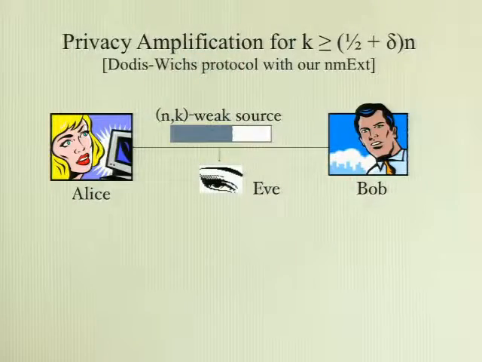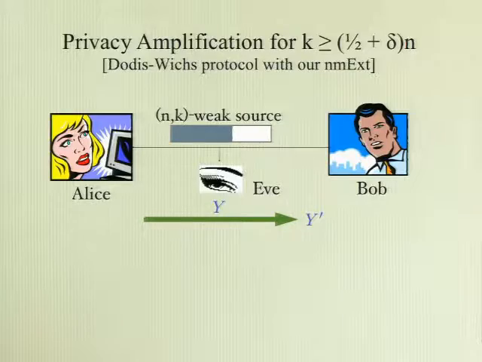Okay, so given the previous message authentication code, here is a protocol for the case where the entropy rate is greater than half. This is basically the protocol by Dodis and Wichs plus the construction of our non-malleable extractor. Now these two parties, Alice and Bob, share some (n, k) weak random source. This just means that the source has length n and it has entropy k.